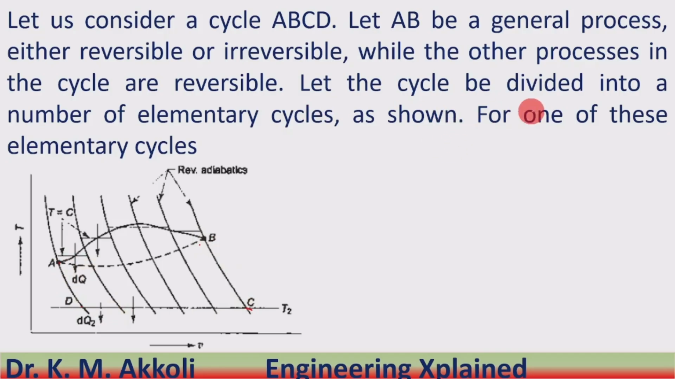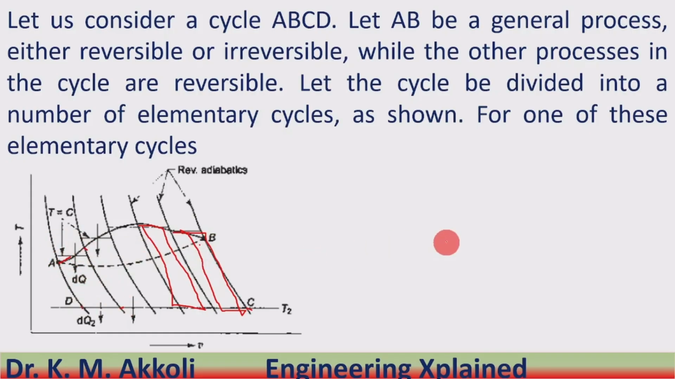Let the cycle be divided into a number of elementary cycles. The whole cycle ABCD is divided into a number of elementary cycles. Here we can see this is one elementary cycle. For one such elementary cycle, this first elementary cycle is taken.